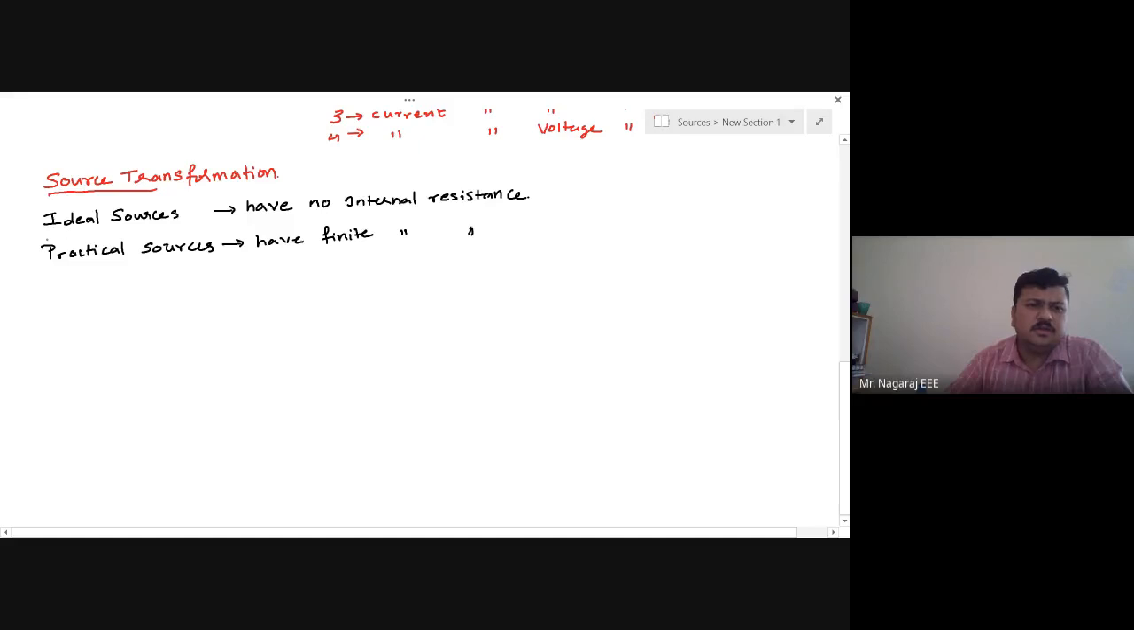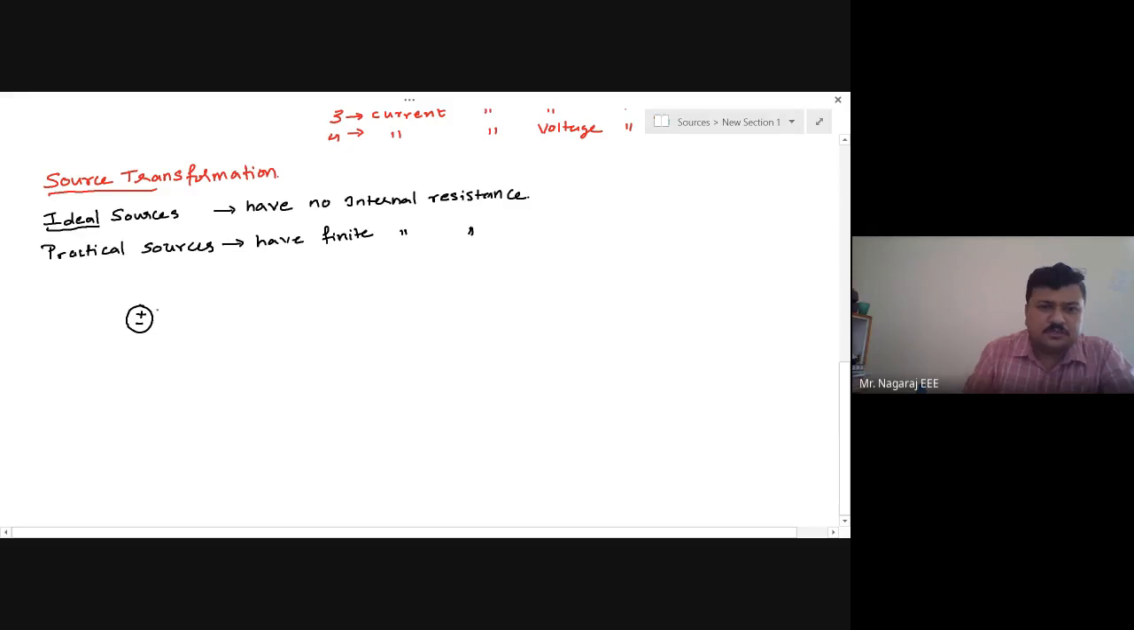But why do we have to define ideal things? Because ideal things will give us the understanding of practical things. When I know what a particular system should be ideally, then by adding certain limitations to it, I may understand it much better practically. So ideal sources are those where I don't have any internal resistances.